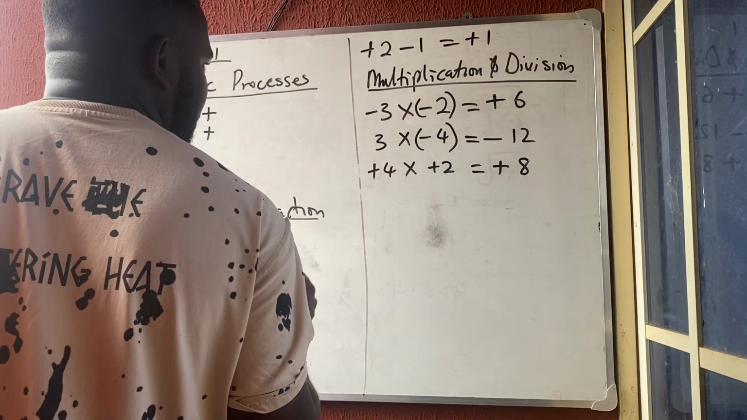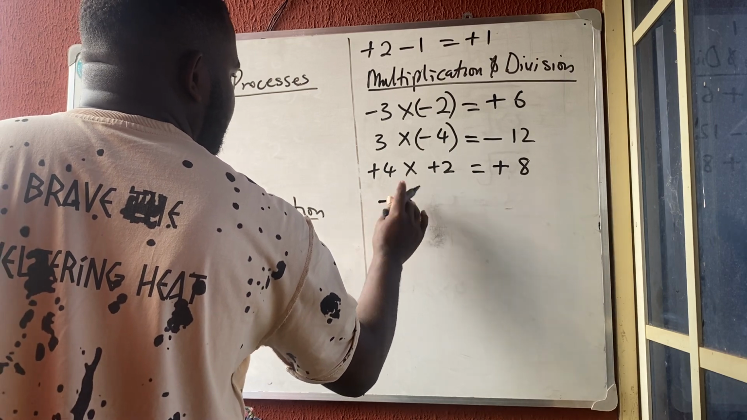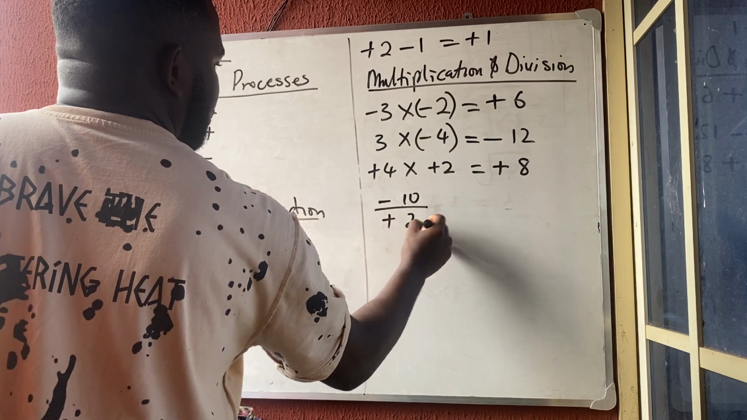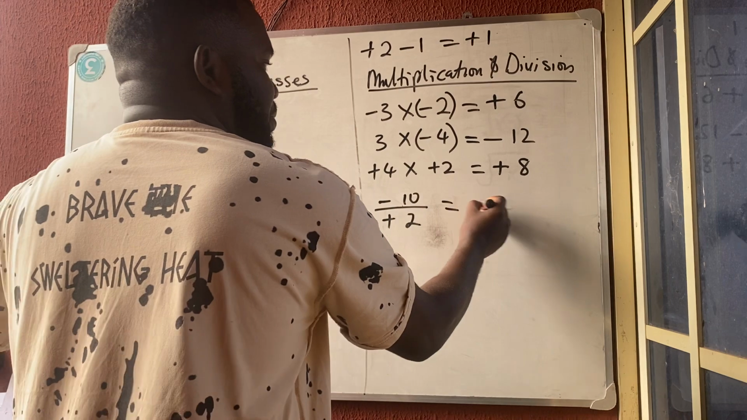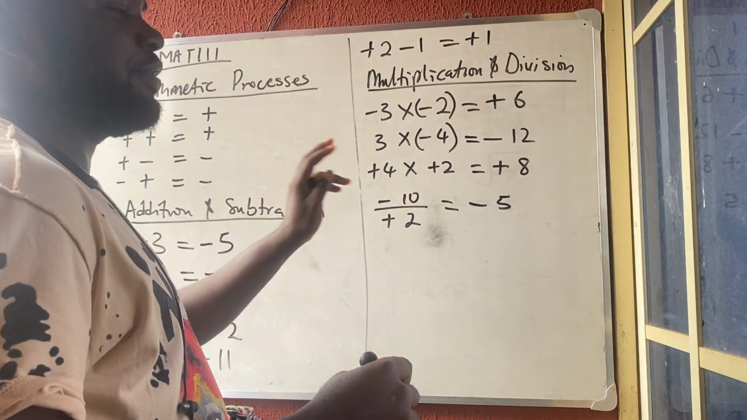So let's check for division. I'm going to have minus 10 divided by plus 2. So the operation I'm going to check is, are they the same thing? No. So my answer will be minus. So this divided by this, I'm going to have what? 5. So the operation there is divide.